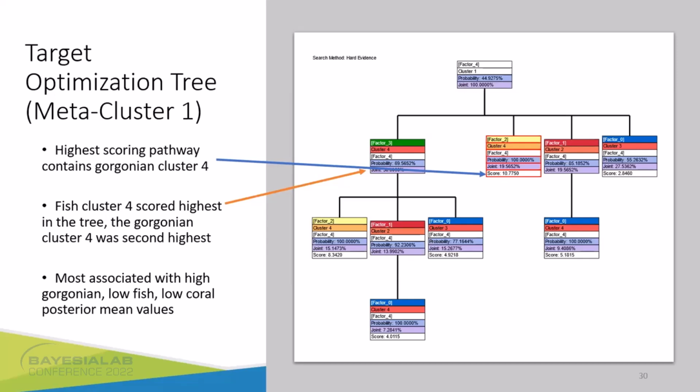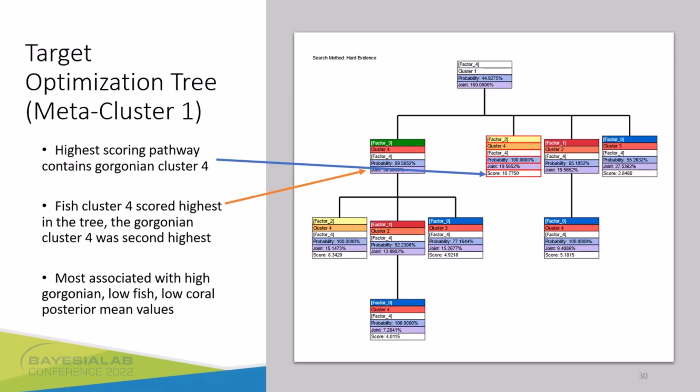And the two outputs of interest for us are the highest scoring pathway, and so that's the terminal node that's encased in red instead of in black, or the one that maximizes the probability the most with the most remaining data, and the highest scoring state, or the most influential cluster state in the tree by its position and probability change. So the high scoring pathway for meta cluster 1 contains gorgonian cluster 4 only, and it raises the probability for the meta cluster 1 from 45 to 100%. So that's why it terminates with just one state.